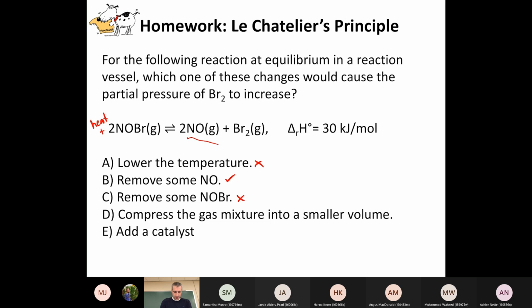Compress the gas mixture into a smaller volume. What this will do is change all the partial pressures. What we want to do here is count the moles of gas on each side. So we have 2 moles here, and on the right we have 3 moles. Compressing this will cause it to shift towards the side with fewer moles, which is to the left, which will reduce the amount of Br2. That's not going to help. Adding a catalyst never causes the equilibrium concentrations to change. Good enough? Great. Yeah, B is our answer here.